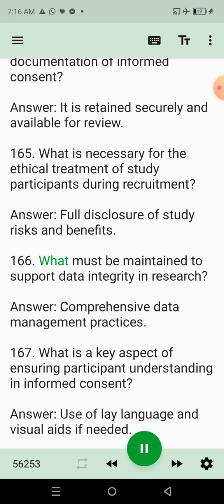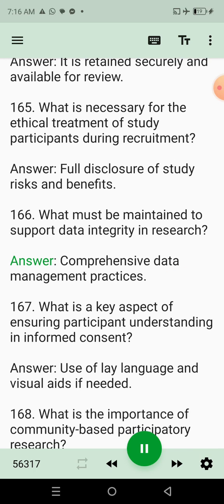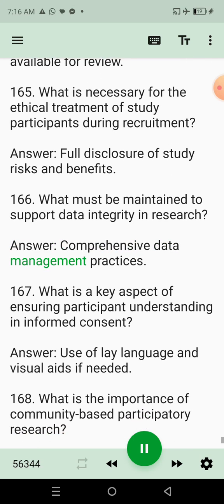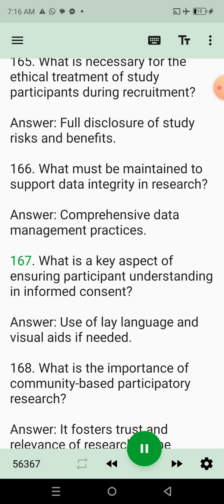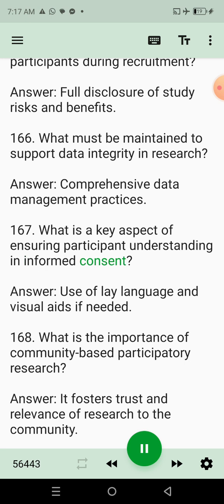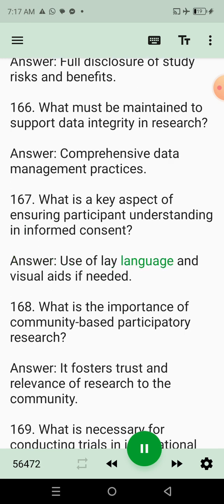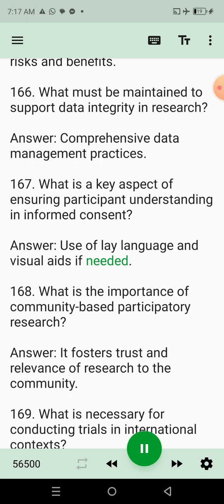166. What must be maintained to support data integrity in research? Answer: comprehensive data management practices. 167. What is a key aspect of ensuring participant understanding and informed consent? Answer: use of lay language and visual aids if needed.